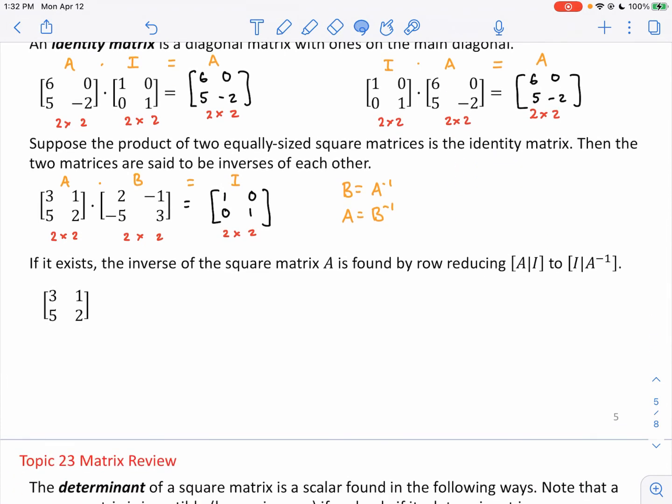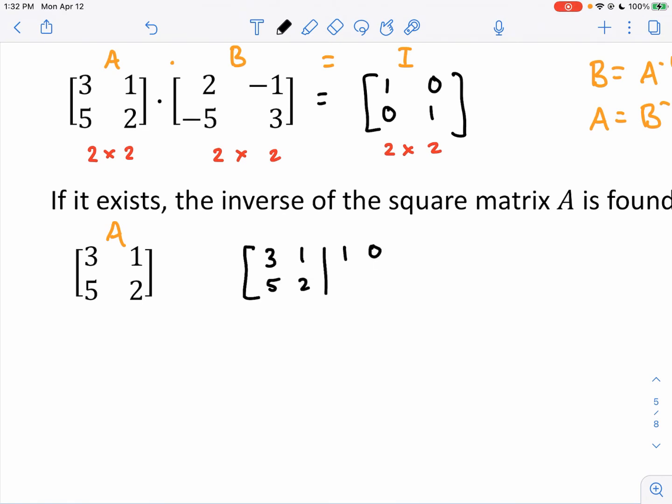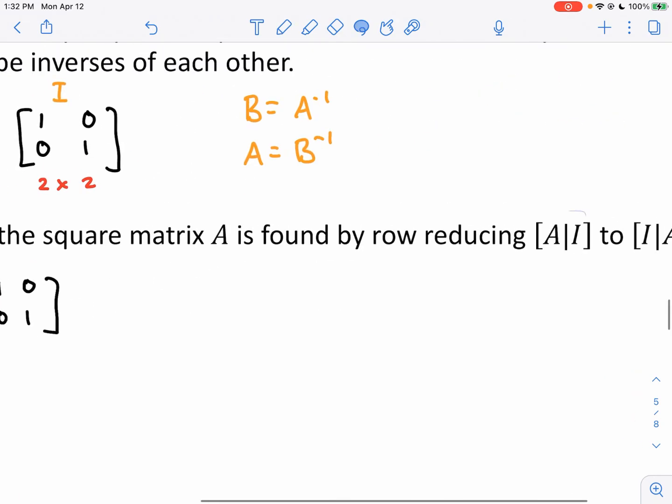If it exists, the inverse of the square matrix A is found by row reducing [A | I] to [I | A inverse]. What that means is, let's call this matrix here A, and let's say we didn't know the inverse, which is the B here, which is given. We're going to show you how to find that inverse. So you begin by writing A next to an equally sized identity matrix. So we begin by going 3, 1, 5, 2. Sometimes a little bar is put here to separate the two. You don't have to put it, and then you put the identity matrix of the same size right next to it. So this is what we mean by doing this A bar I.